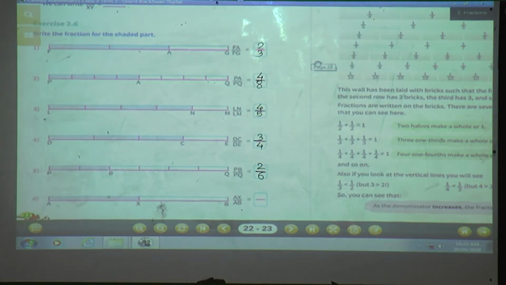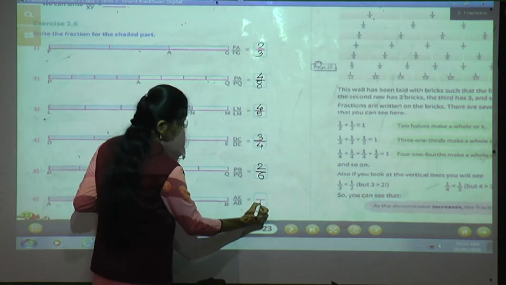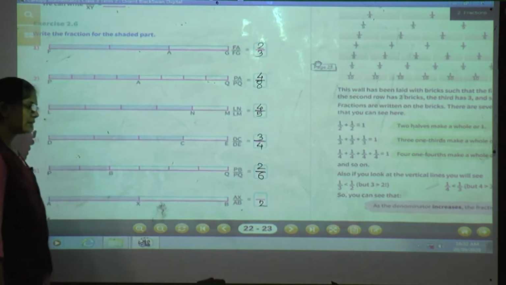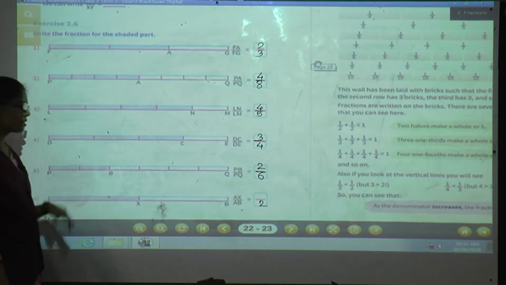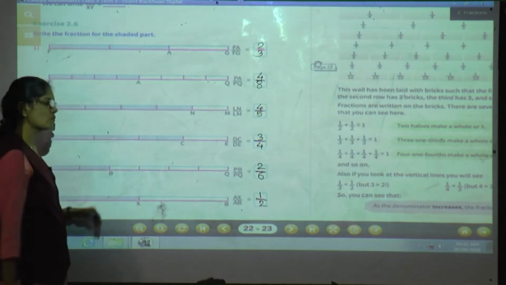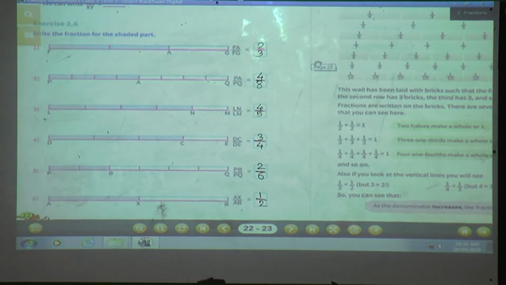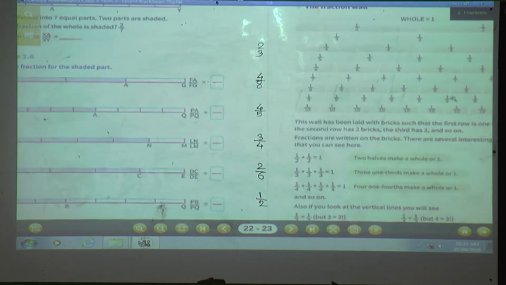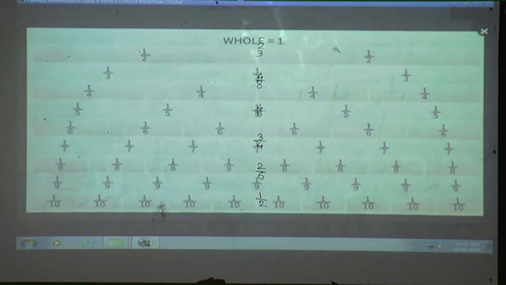And the last one, that is the sixth one. What is the length of AB? Yes, AB is divided into 2 equal parts. So AB is equal to 2. And out of that 2 parts, only one part is shaded. So AX means the shaded part. So what is the length of AX? 1. So the fraction is 1 by 2. Clear? Understood? Exercise 2.6 clear? Okay. Now we'll move to the next concept, that is fraction wall.